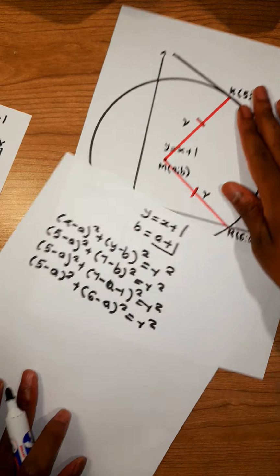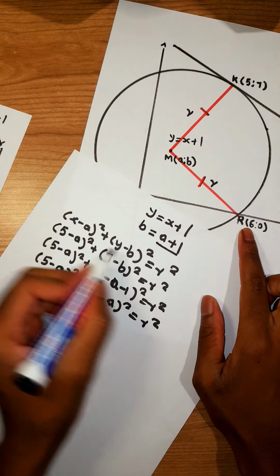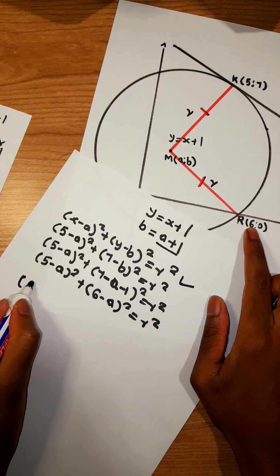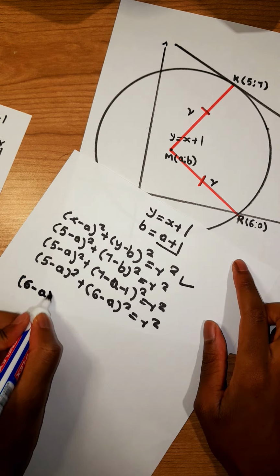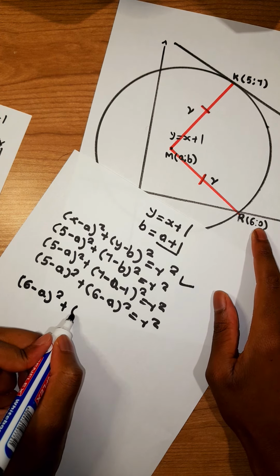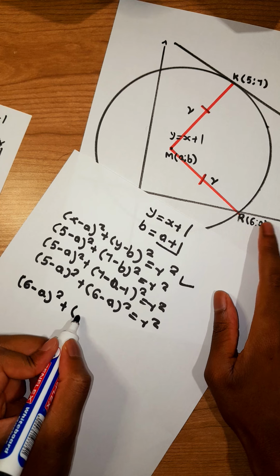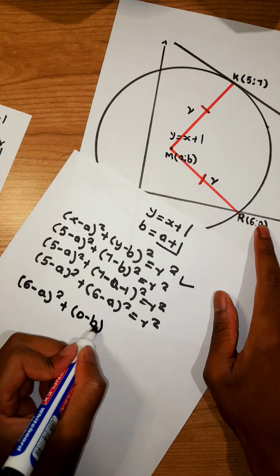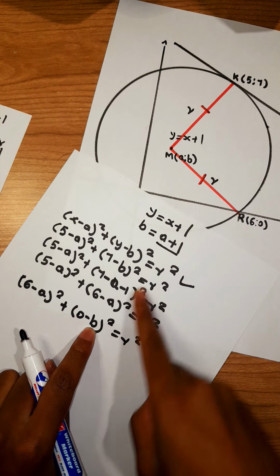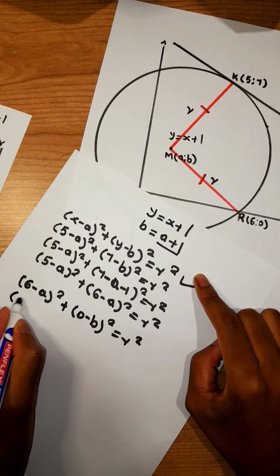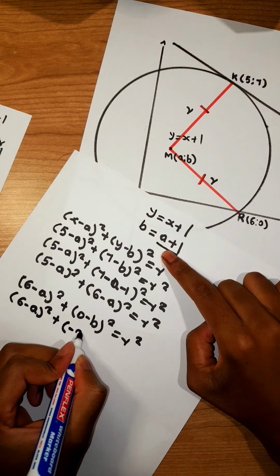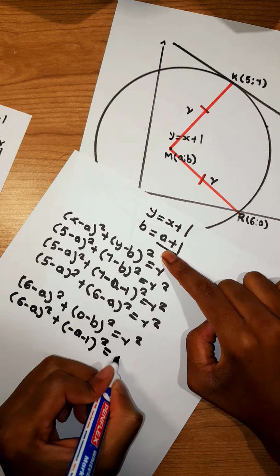Let's now do this looking at the point R. We're still using the same formula. Now I'm going to have x of 6 minus a, and then I square it, plus the value of y is 0, so 0 minus b, and then you square it, equals r squared. Remember, instead of writing b, I can write a plus 1. So I'm going to have 6 minus a, squared, plus minus a minus 1, and then I square it, equals r squared.